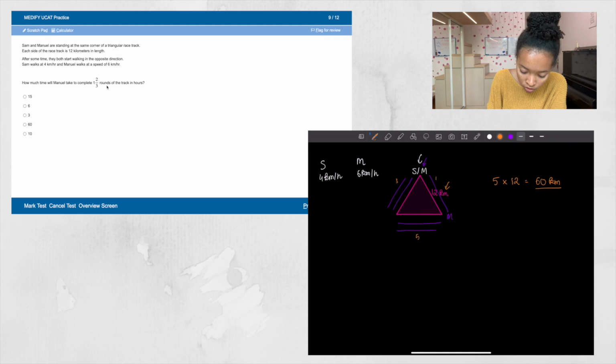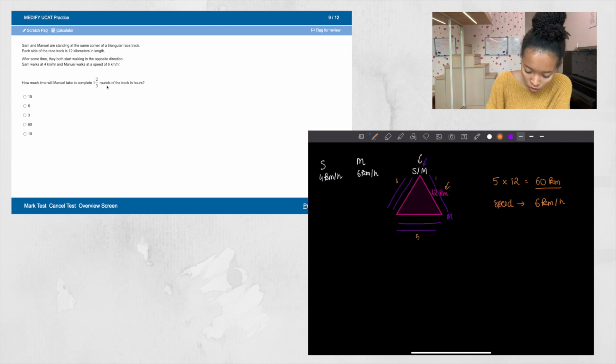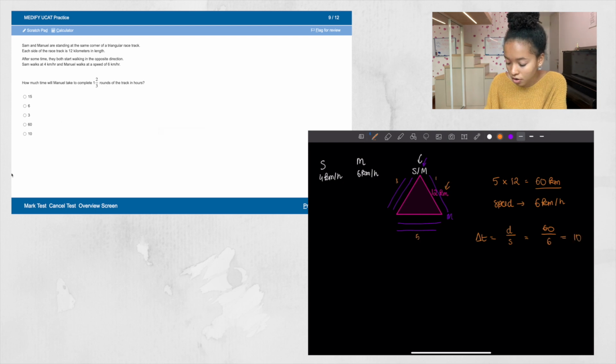However, we also know that Manuel's speed is 6 kilometers per hour. And since we know the equations for distance, speed, and time, we know that time is equal to distance over speed, right? So let's do this. Distance is 60 divided by 6, so that would be 10 hours, and the answer here is this one.